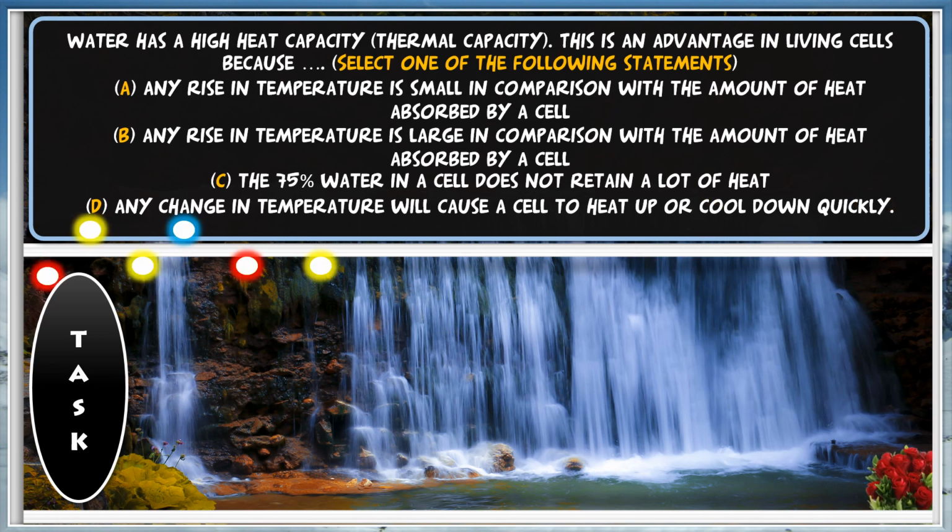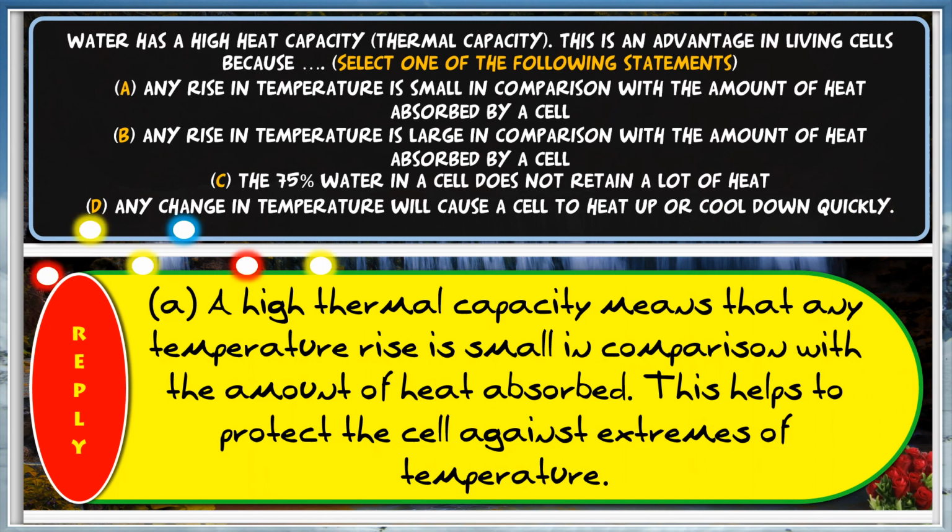The answer is A. A high thermal capacity means that any temperature rise is small in comparison with the amount of heat absorbed. This helps to protect the cell against extremes of temperature.